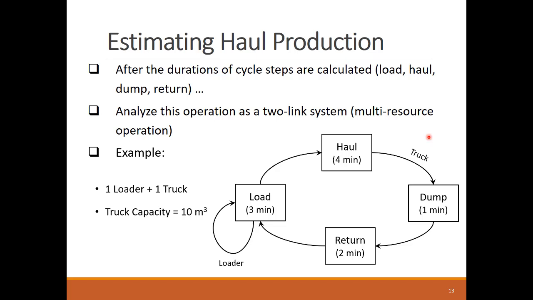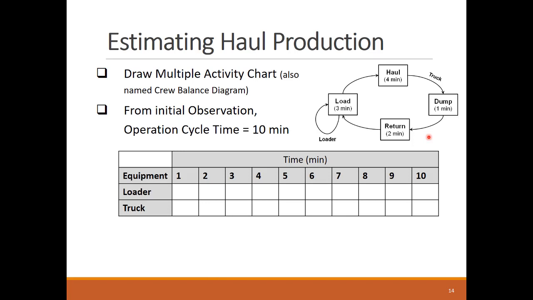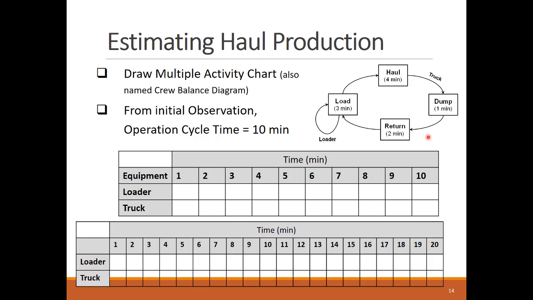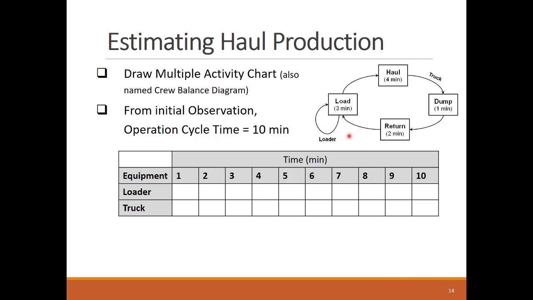The big question here is, what's the productivity in cubic meter per hour of this operation? We'll analyze the whole operation production using a visual tool called multiple activity chart, which tracks the involvement of the different operation resources. Here we deal with equipment over time.